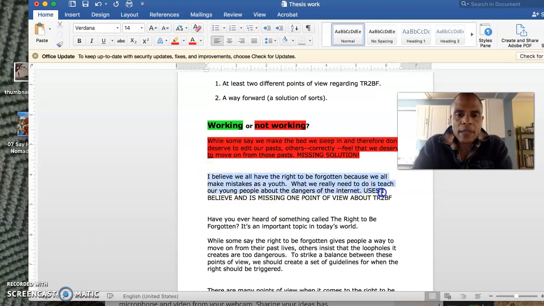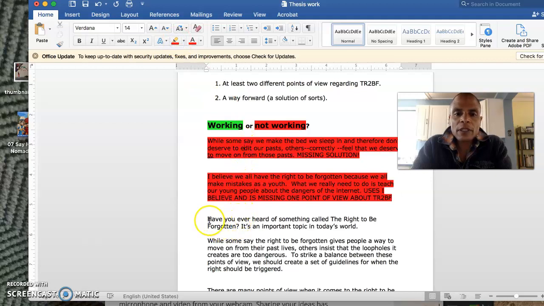So this one's going to be highlighted in red. A thesis statement has to make all the proposals in order to work. So now I'm down here on number 3. Have you ever heard of something called the right to be forgotten? It's an important topic in today's world.